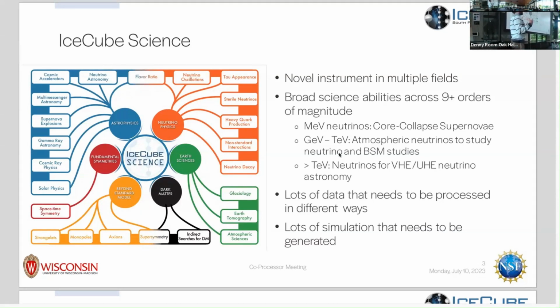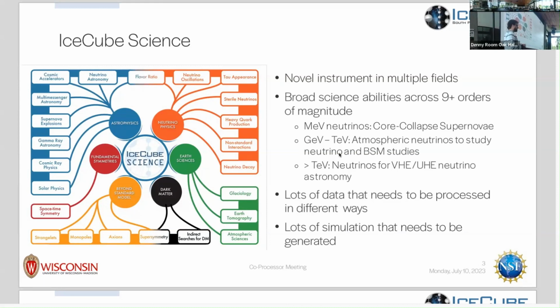But as a detector, it actually has a lot of science topics that it can address other than just multi-messenger astronomy. It also covers a very wide range of energies. At MeV energies, we can look at the dark noise rate of our DOMs collectively to look for core collapse supernovae. At GeV to TeV energies, we can analyze the atmospheric neutrino flux to look at beyond the standard model physics and neutrino oscillation physics. And at higher energies, we can also do high energy neutrino astronomy.